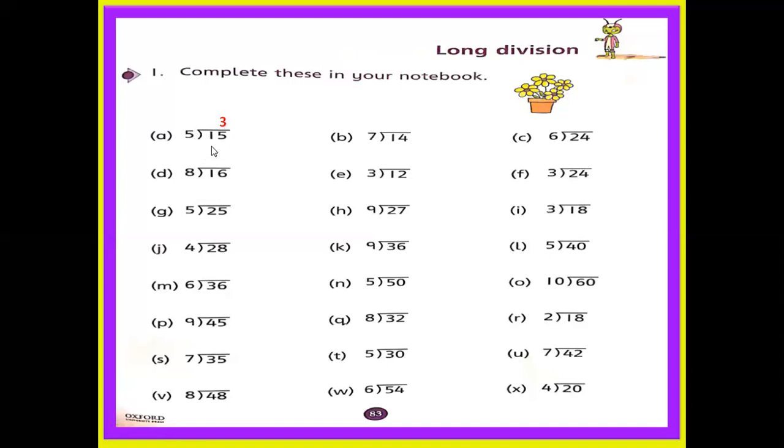Normally, when you do this in your notebook, you can write 15 under this 15. But it is okay, no problem. In this stage, when you go to higher classes, class 3, 4, 5, then you also write 15 under this one. But here, it's okay, no problem, just write the answer. 5 threes are 15.